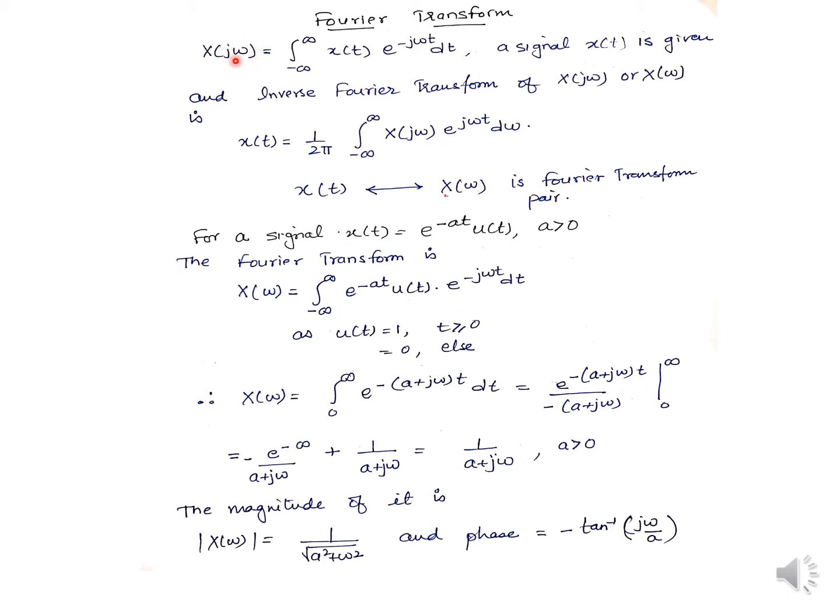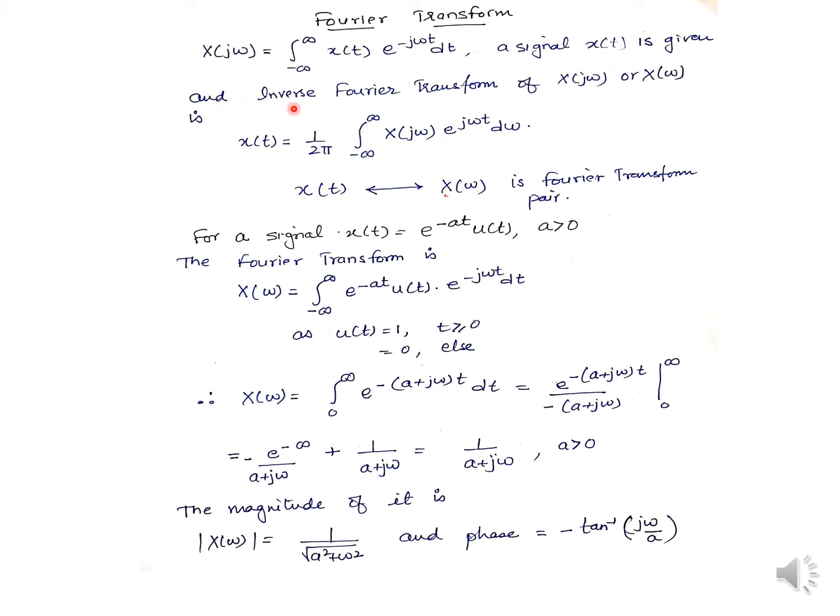It's denoted by capital X j omega, or in some books you will find it is written as X omega also. So X j omega will be equal to the integration from minus infinite to infinite of xt e raised to the power minus j omega t into dt. A signal xt is given, so depending upon the limits of the signal xt, you are going to put the limits of integration. You are not going to use the limits as minus infinite to infinite. This is a generalized formula which is basically using all the points on time axis.